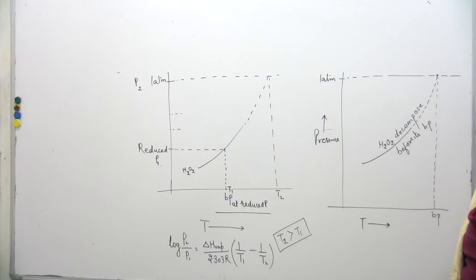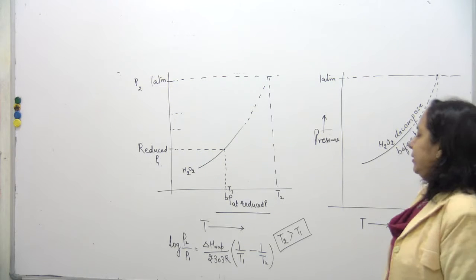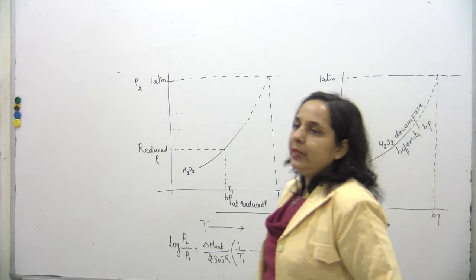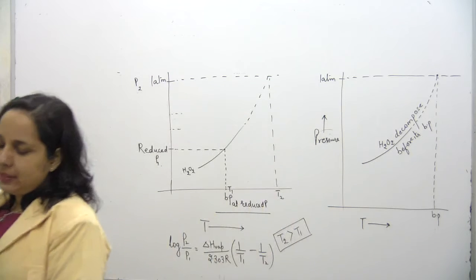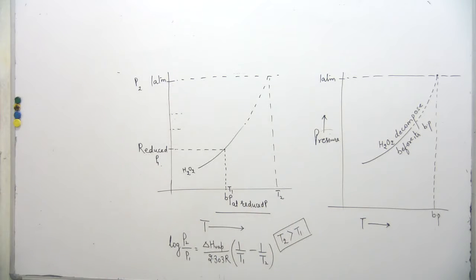Only then will the answer be positive, otherwise the answer will be negative. This is how we can calculate the boiling point of hydrogen peroxide-like liquids. Those are decomposable.